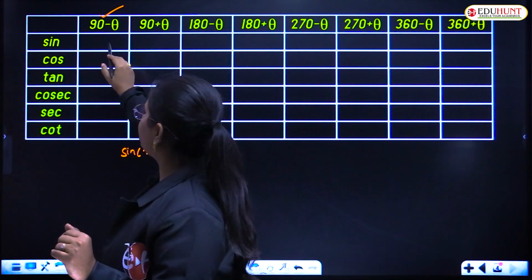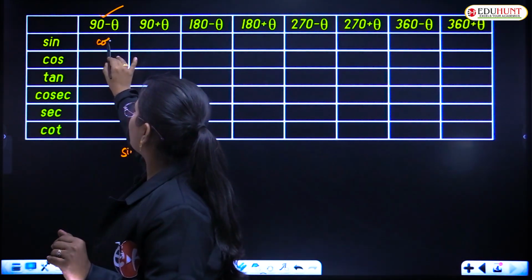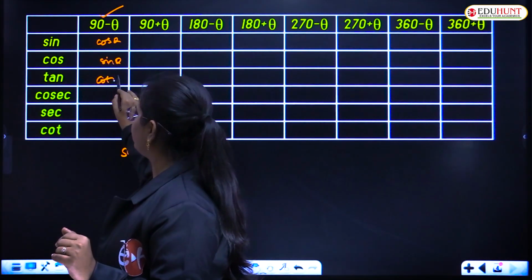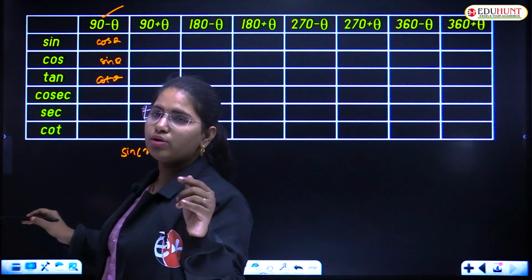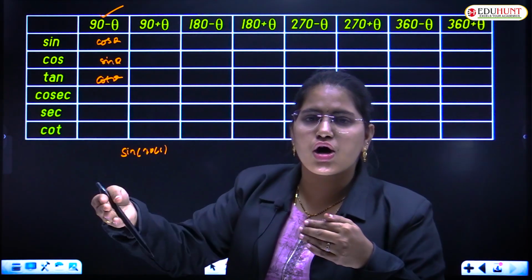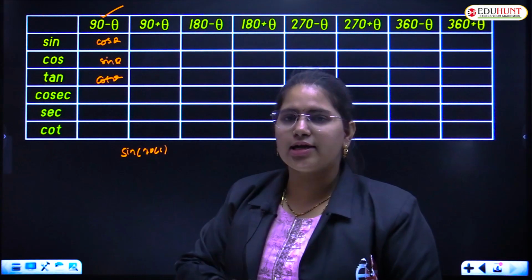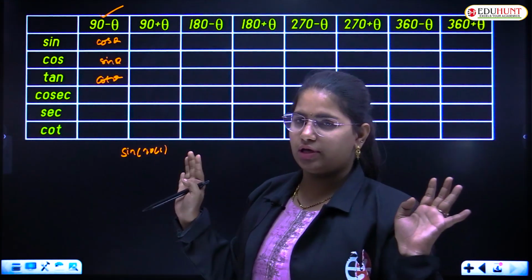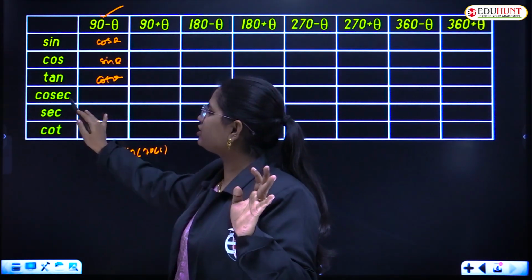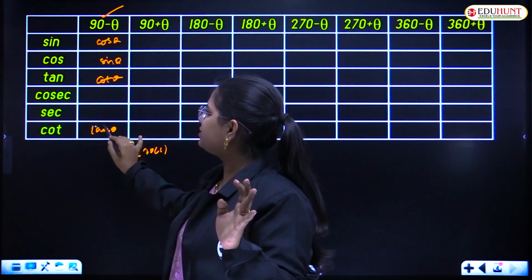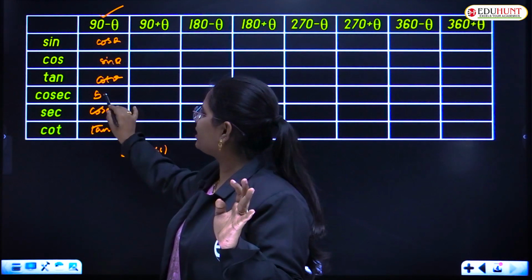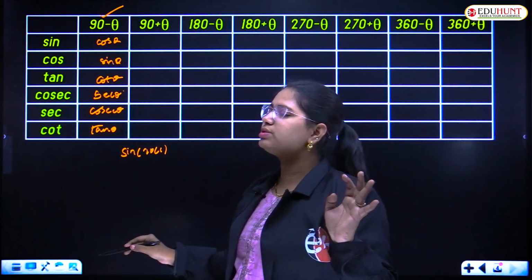So let's check with 90 minus theta. Sin changes to cos theta. Cos changes to sin theta. Tan changes to cot theta. I told you, whenever you see an odd multiple, the function changes from sin to cos, tan to cot, secant to cosecant, in both ways. So sin changes to cos, cos changes to sin, tan changes to cot, cot changes to tan, secant changes to cosecant theta, and cosecant changes to secant theta.